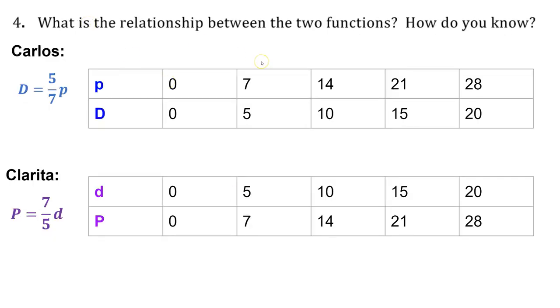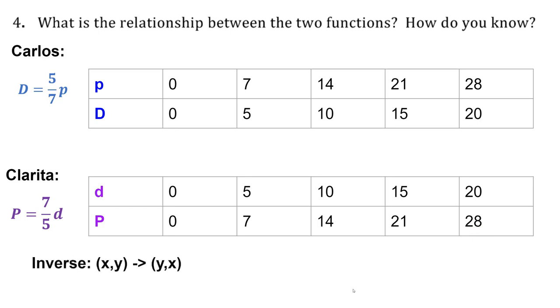Question 4 asks, what is the relationship between the two functions that we've developed? Again, Carlos's was d equals 5/7 p, and Clarita's was p equals 7/5 d. If I look at a table of values, you can see Carlos's table: 7 pounds of food will cost $5, 14 pounds of food will cost $10, 21 pounds of food will cost $15. And then Clarita, for $0 you can buy 0 pounds of food, obviously. If I move over here, for $10 you can buy 14 pounds of food, and at the end for $20 you can buy 28 pounds of food.